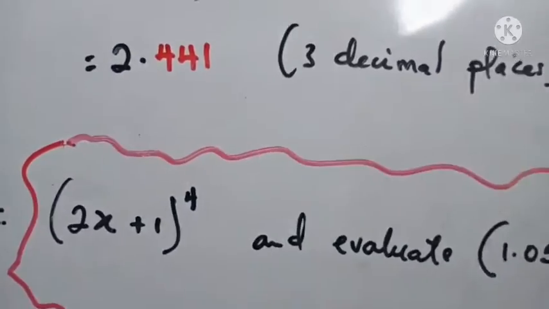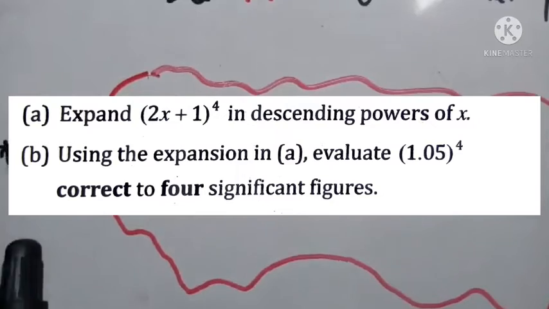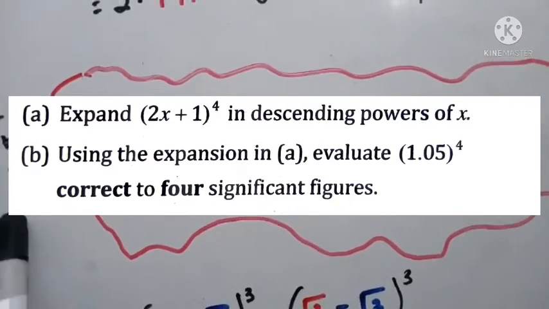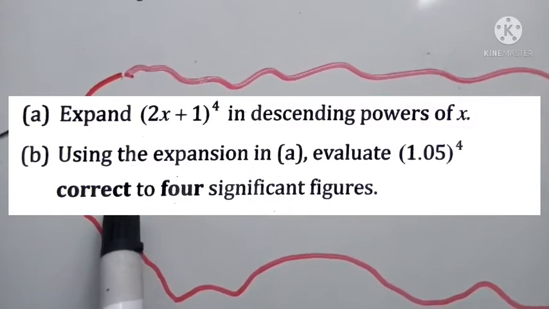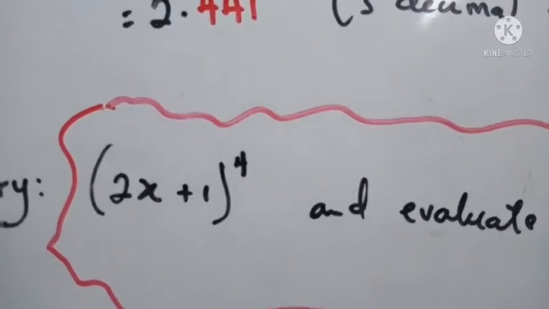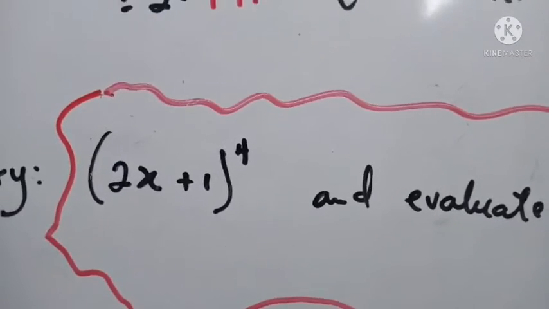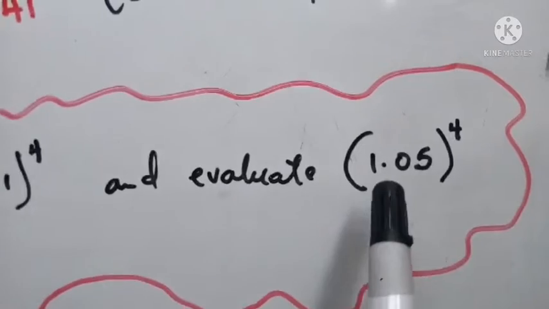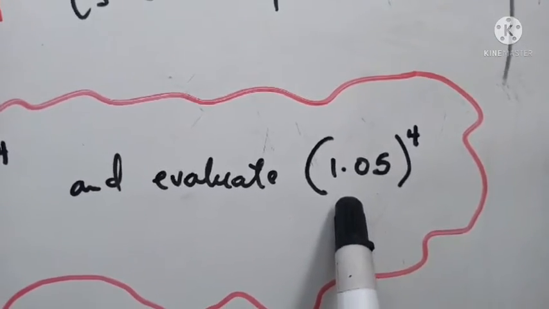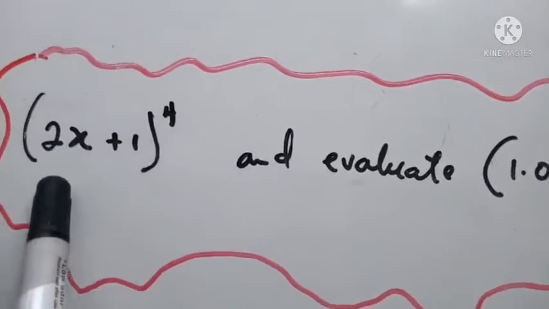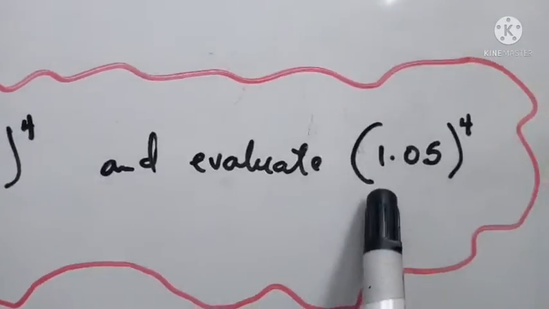Now here's a similar question. This is so similar, so I guess you should pause the video and try this. Just pause the video and try it. You are going to have 2x plus 1 to the power 4. They say you should expand this with the binomial expansion, so you expand the bracket, and then evaluate 1.05 to the power 4. Once you expand this, you can easily evaluate that.